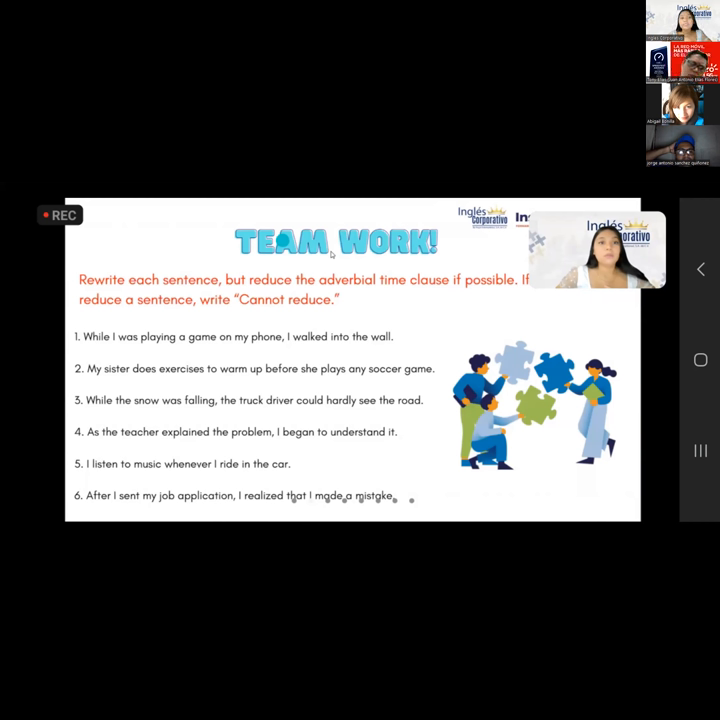So my sister does exercises to warm up before playing any soccer game. Now, if you want to rearrange the sentence, you can rearrange the sentence. Before playing any soccer game, my sister does exercises to warm up.